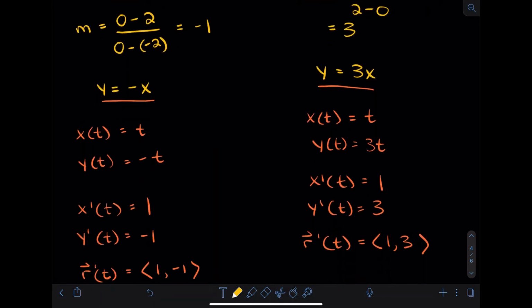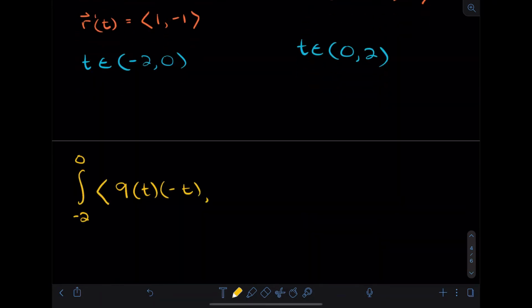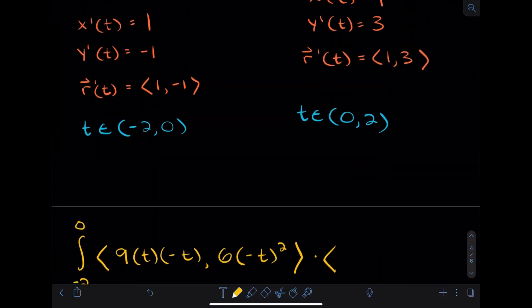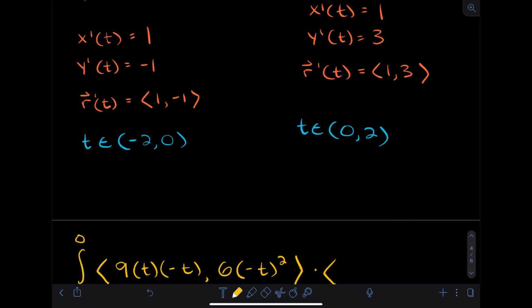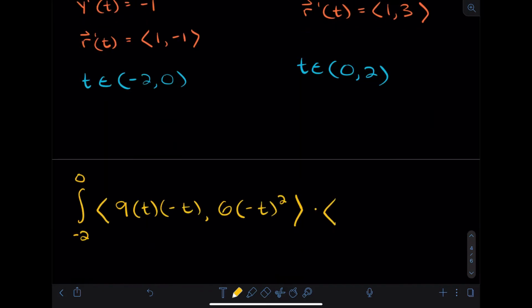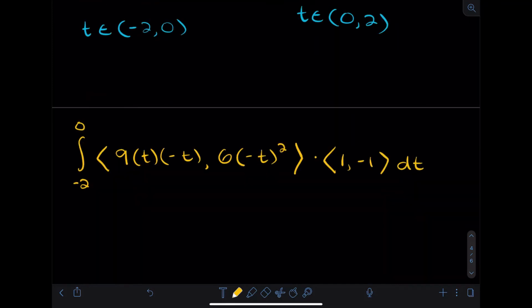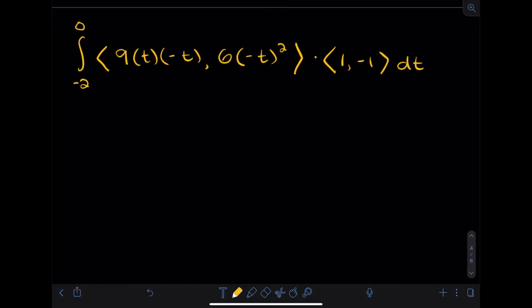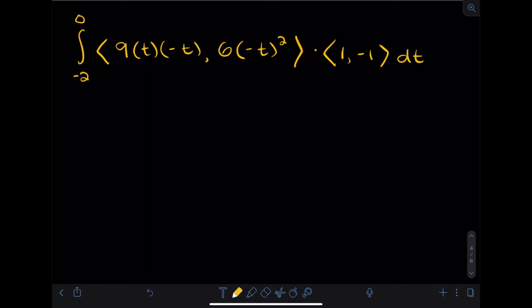Secondly, we have 6y squared. So we'll have here 6 times y, which is minus t, squared. And so that's going to be the f part. And then remember we want to dot that with dr. And what is dr? Well, dr is just the r prime of t dt. And we're talking about the first function here, so we're going to use the one on the left, which is 1, minus 1. And then we have dt. Now, I don't have all that much space here, so I'm going to do them separately, but you can then continue and add on to it the second integration, but we'll do that part after.